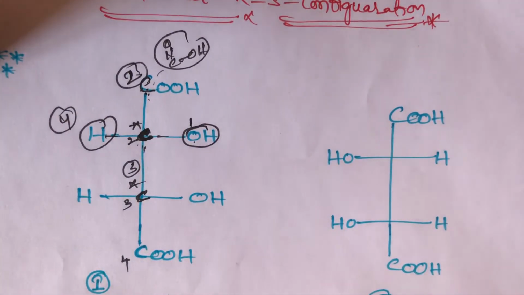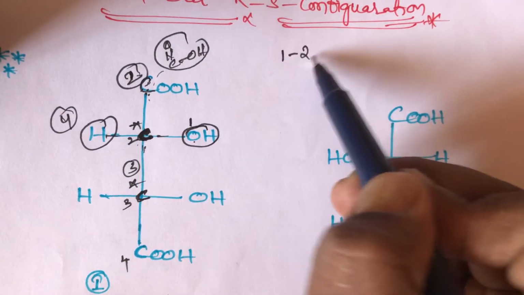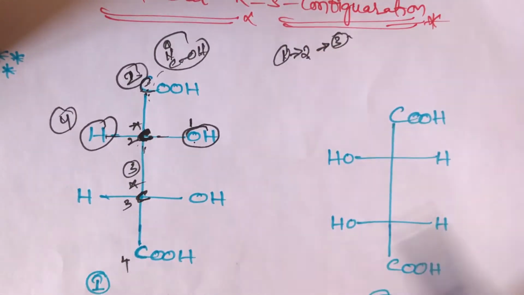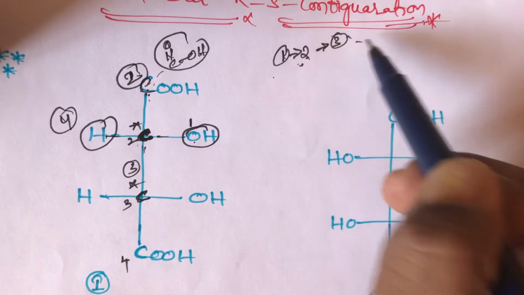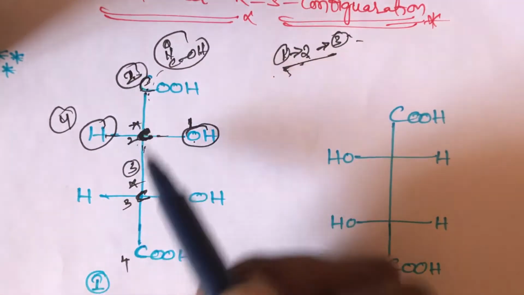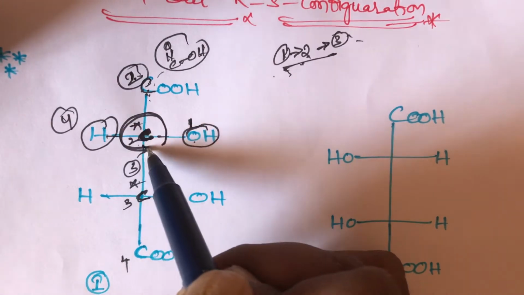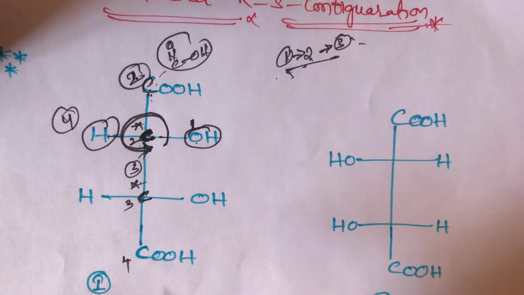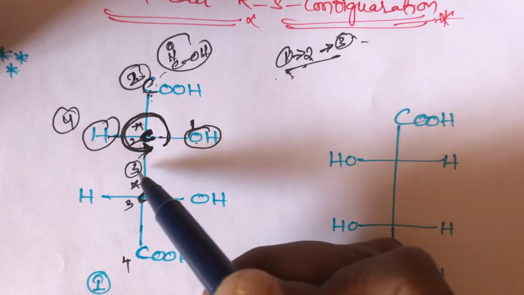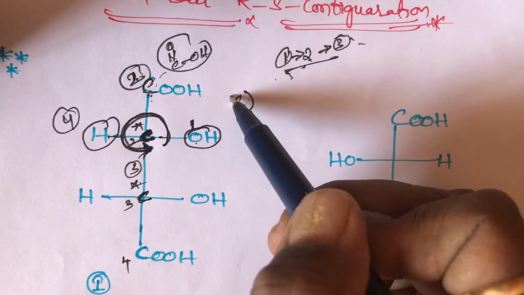So what is the direction here? It is from 1 to 2 and from 2 to 3. So numbering from 1, this is 2, this is 3, and this is an anti-clockwise direction. The second chiral carbon has an anti-clockwise direction. An anti-clockwise direction is S configuration.